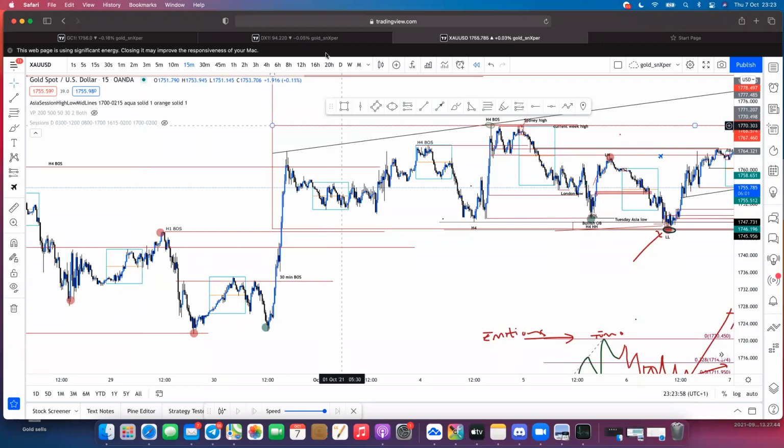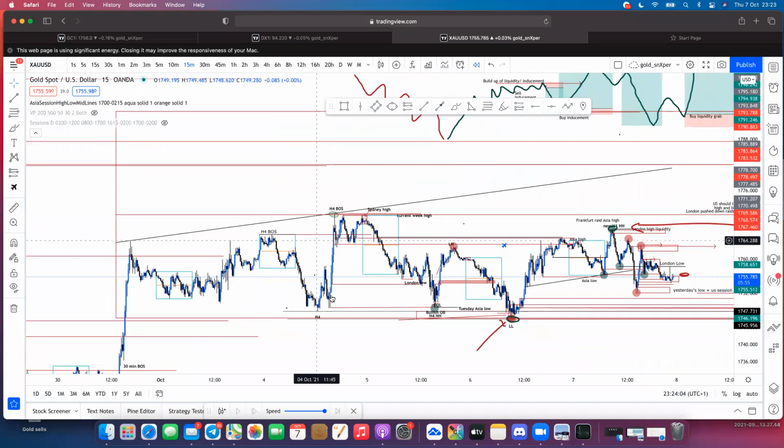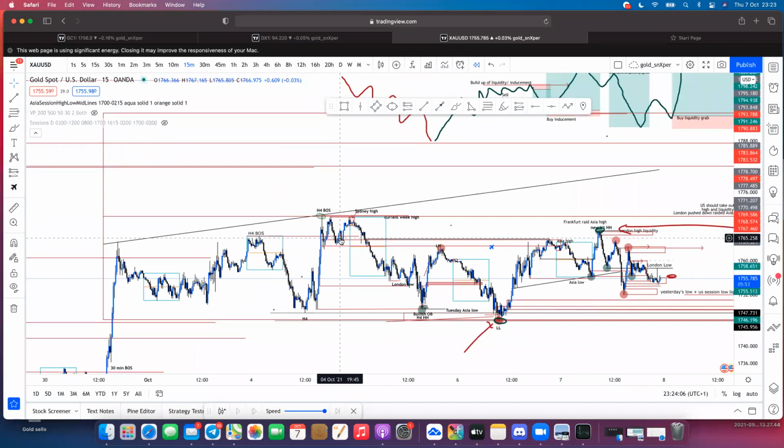Was there not emotion when gold ripped from 1750 to 1770 in the course of a day, right? There was. And guess what? Over here, we traded against that emotion. And guess what? How beautifully that trade worked out. You guys remember this, right? And again, I'm not the best sell trader in the world, right? Because for me, it's just hard, right?